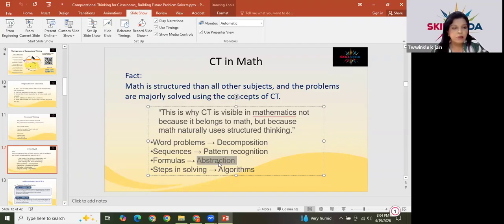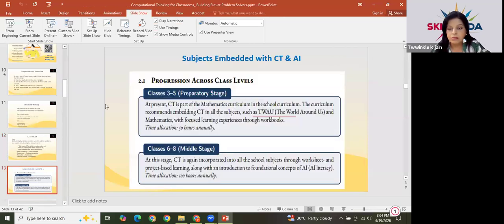That's called abstraction. Next, algorithm. You all know, everybody, steps and solve. So, a step-by-step procedure. These are the 4 major components which bring out computational thinking. Since this is predominantly seen in mathematics, they have integrated mathematics as a subject.